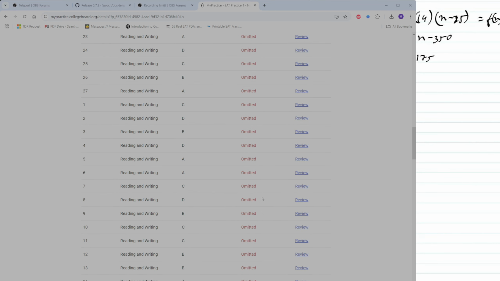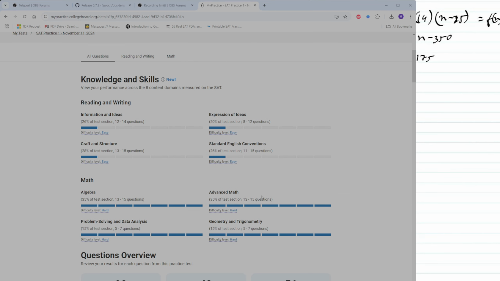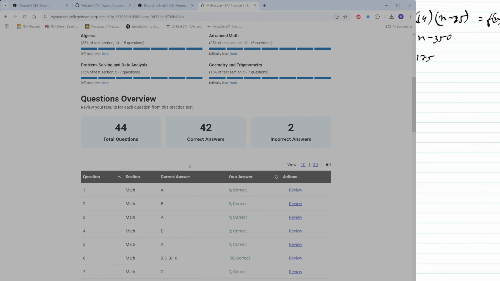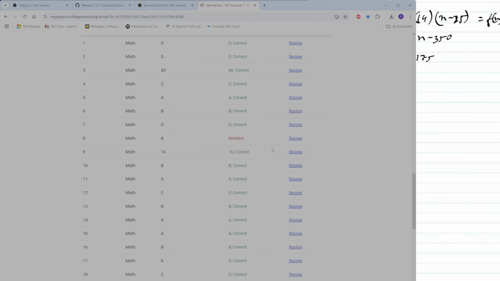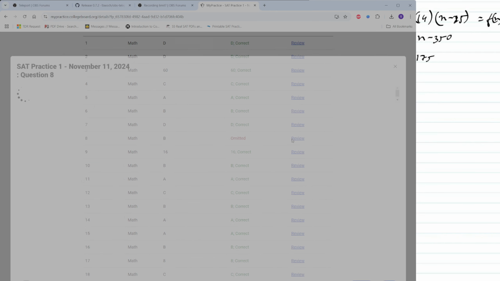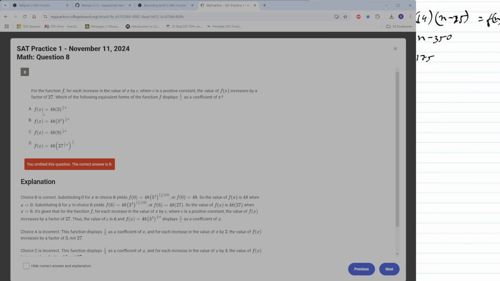Even then, I could have just selected the math and it would show everything. And in the reviews section, it shows you, for each of the problems, how you can solve this. And it says you omitted this question.